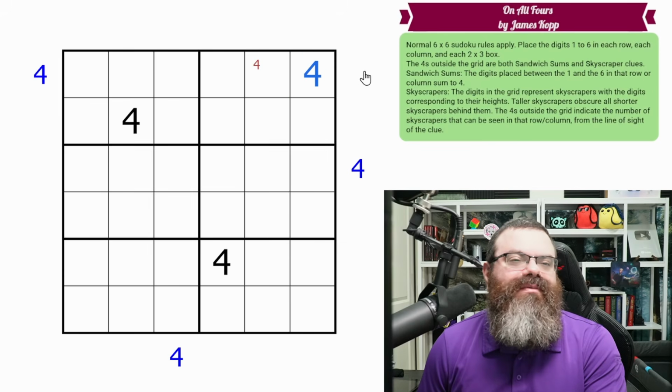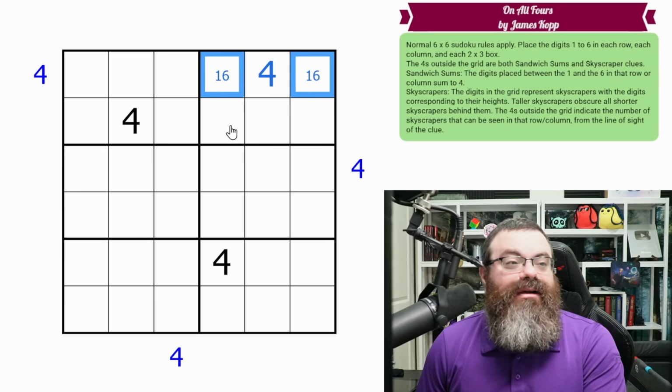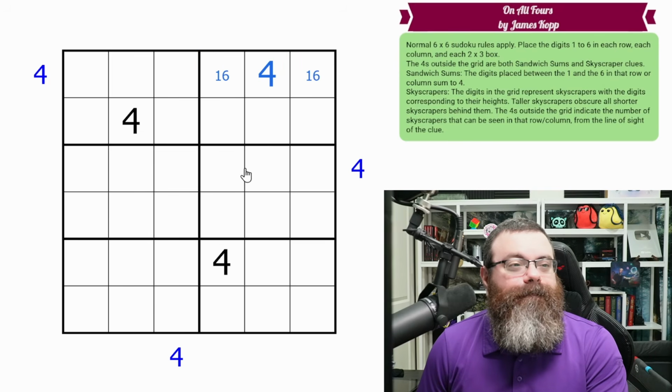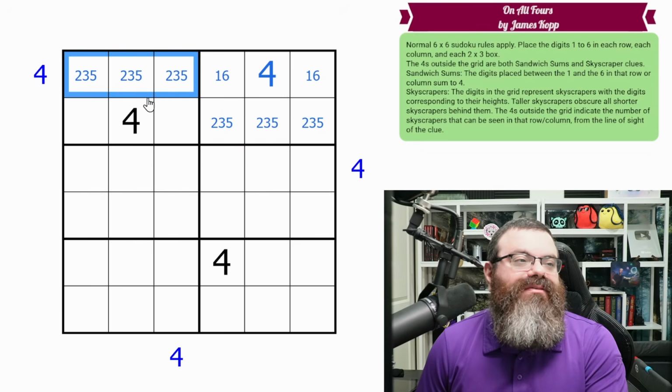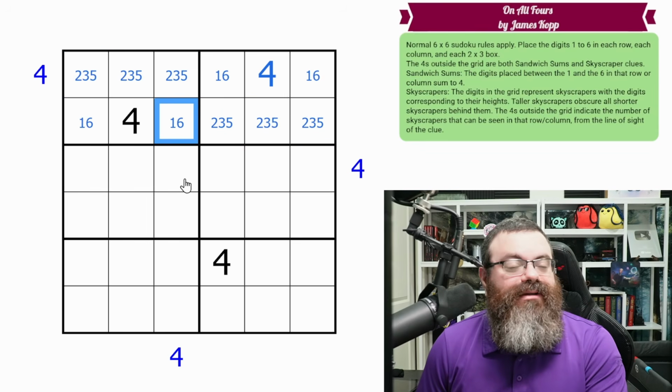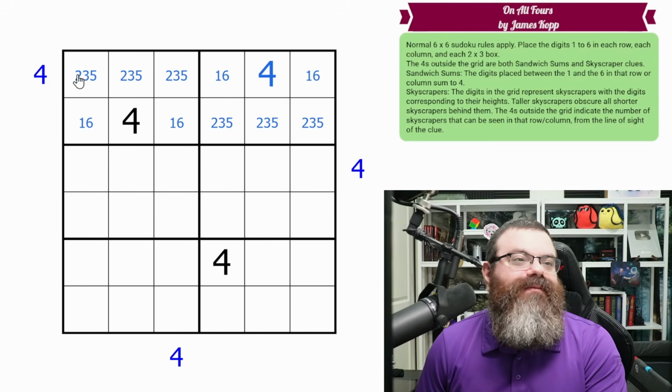You can't put a 4 here because we can't surround it with the 1 and 6. So this is a 1-6 pair. And that makes this a triple, the rest of them, 2, 3, 5. That makes this 2, 3, 5, and then this is also a 1-6 pair. All right. Now, from here we need to see 4 skyscrapers. We're going to have the 5 over here, which means that the 1 and the 6 get hidden.